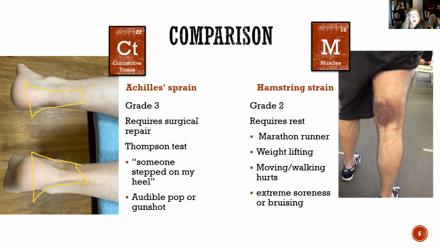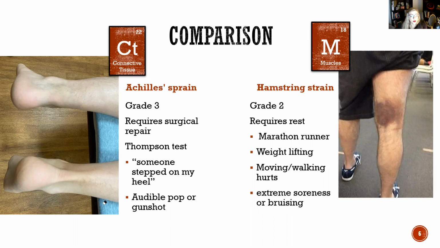Okay, this requires surgical repair. There is something called the Thompson's test, where you can squeeze the back of the leg and see if the foot moves. However, I don't think that the Thompson's test is particularly clinically relevant, at least not for me, because I can see clearly that the Achilles tendon isn't there anymore.